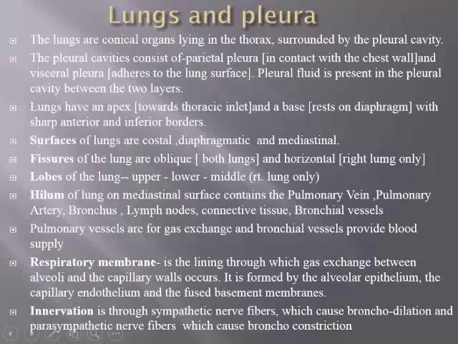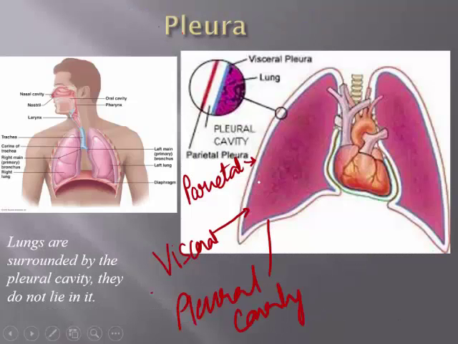I told you about the respiratory membrane and what it is, how the sympathetic and parasympathetic fibers act. So let's look at some of these features. So here, this area in between was called mediastinum. This area in between where the heart is lying, this is known as the mediastinum. So you can see that both lungs face the mediastinum.